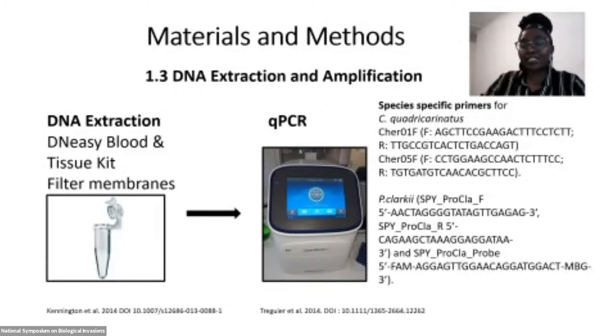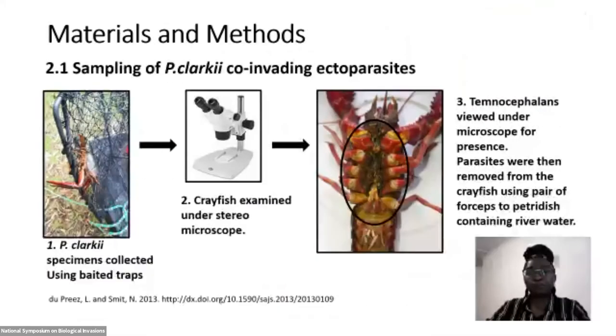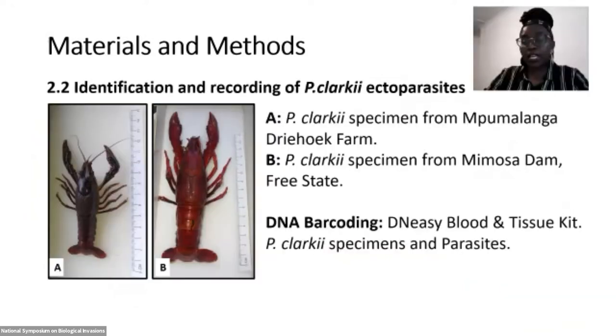Now, for the second aim, that is identifying the parasites, I collect the crayfishes using the baited traps, and then these crayfishes are examined under a microscope to check if there are any parasites. And if there are any, the parasites are preserved in ethanol, where they will later be barcoded for DNA.